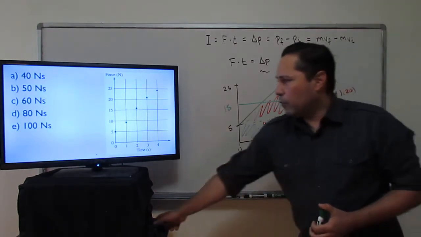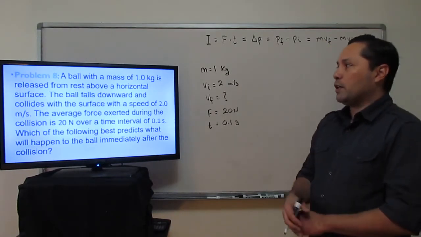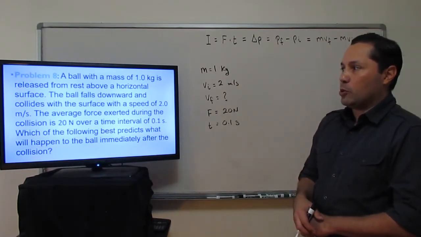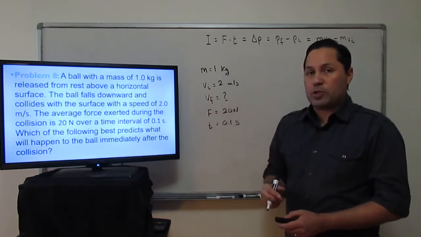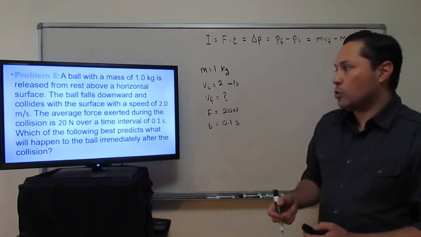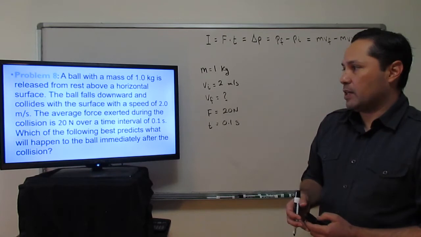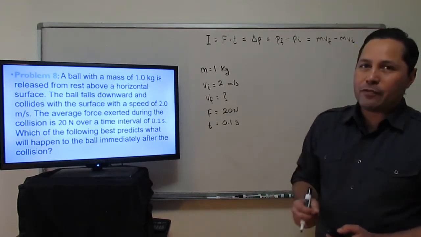All right, let's go ahead and move forward to our next problem. In this problem, it says a ball with a mass of 1 kilogram is released from rest above a horizontal surface. The ball falls downwards and collides with the surface with a speed of 2 meters per second. The average force exerted during the collision is 20 newtons over a time interval of 0.1 seconds. Which of the following best predicts what will happen to the ball immediately after the collision?